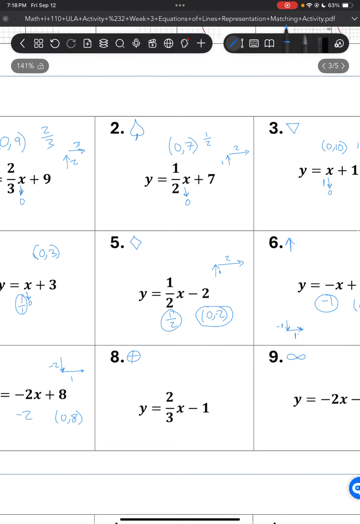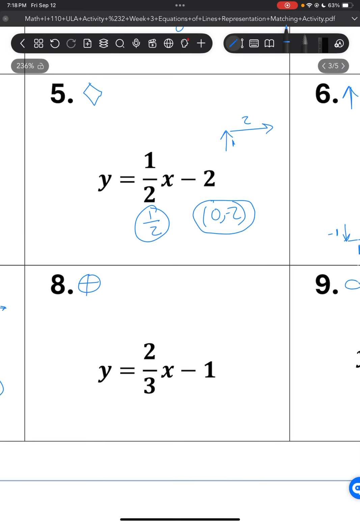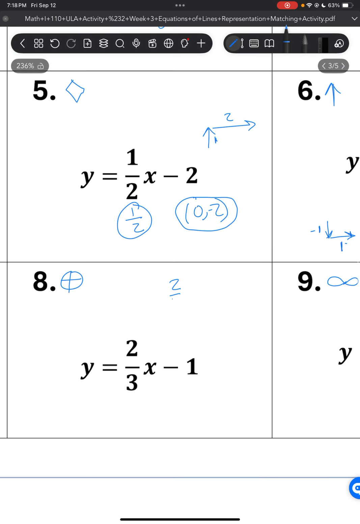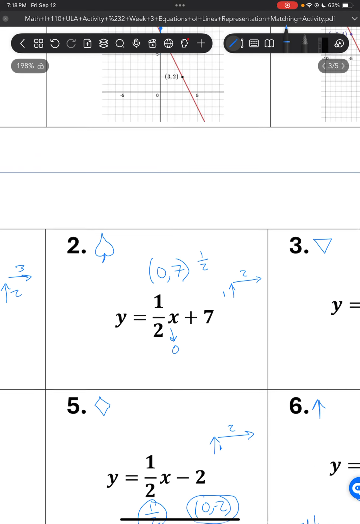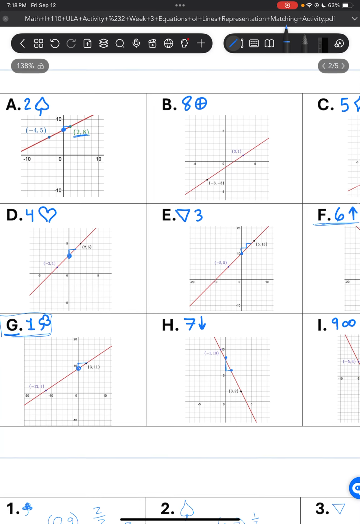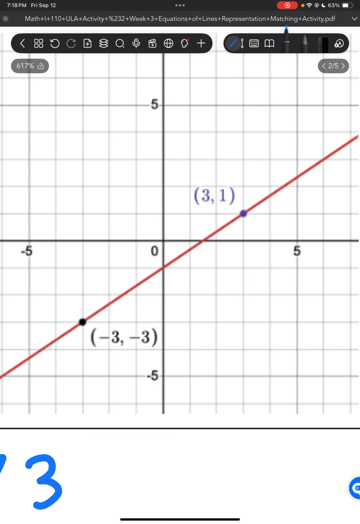Okay, number 8. We have a slope of 2/3. So that means we're going up 2 and over 3. And our intercept here is (0, -1), because you plug in 0 for x, you get (0, -1). So let's see if we can find that match up here. And we do have a (0, -1). And then we do have our matching slope.